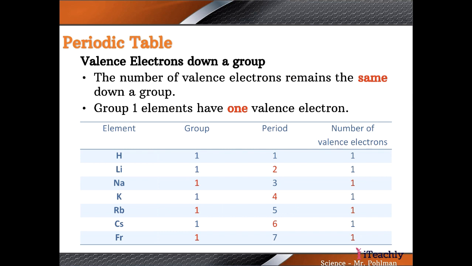Next, the number of valence electrons remains the same as you move down the table. We've said this several times. We have our alkali metals right here. All of these are the alkali metals. Notice I did not lump hydrogen in here because hydrogen is not an alkali metal. Hydrogen's an oddball. All of these are in group 1. All of those then have 1 valence electron. But what's different is what period it's in. They're found in different periods, but they share the same characteristics because they all have 1 valence electron.